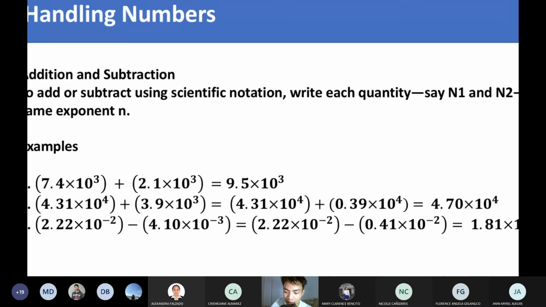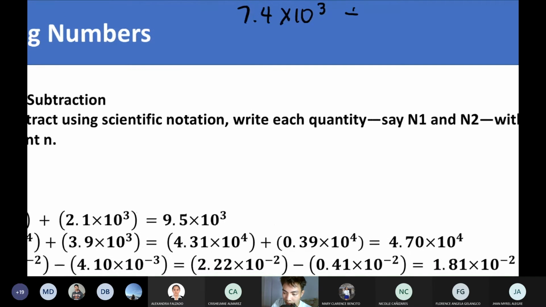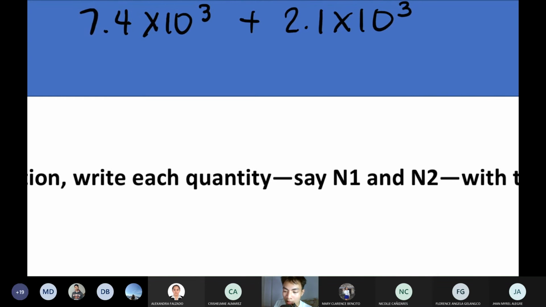Kopyahin ko tong numbers na para mas makita nyo yung process. 7.4, 2.1. Now, kunwari, you are asked, add these numbers. 7.4 times 10 raised to 3 plus 2.1 times 10 raised to 3. Anong unang gagawin? Sabi ko, you check your exponents. Check your exponents if they are the same. Are they the same? Yes. Parehas yang raised to 3.